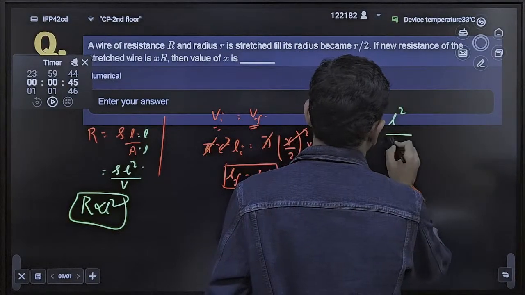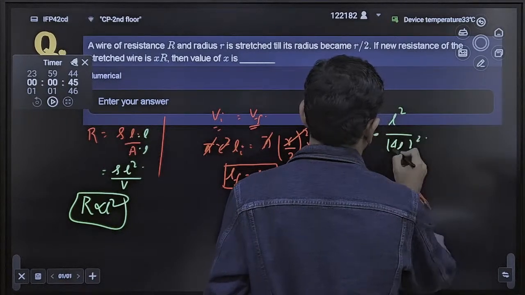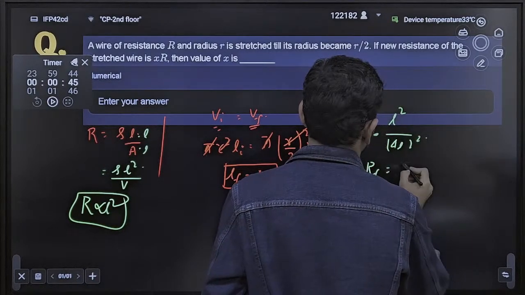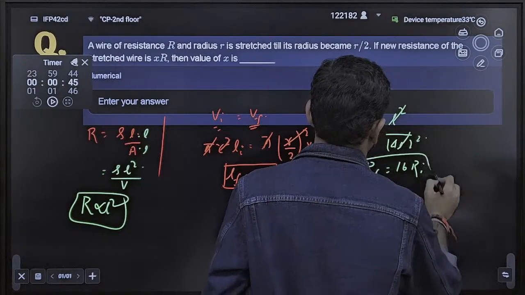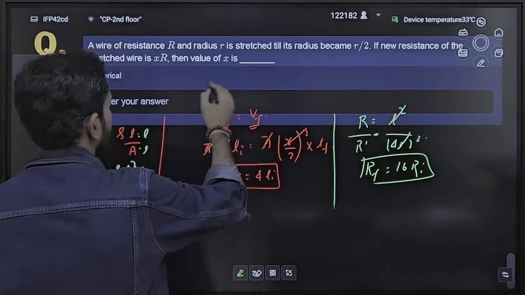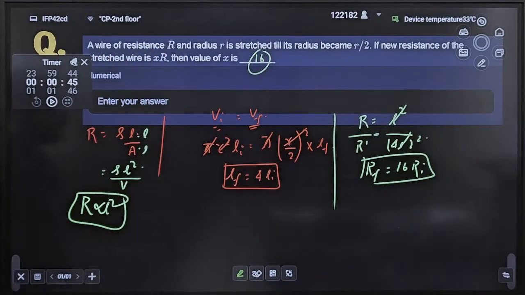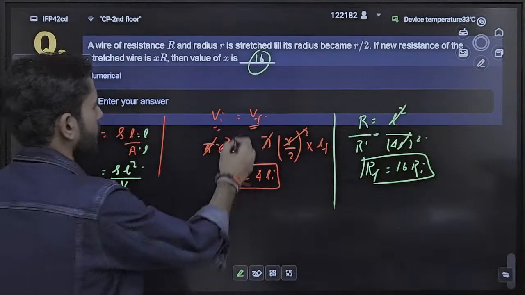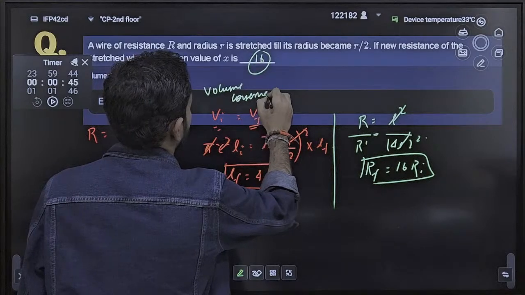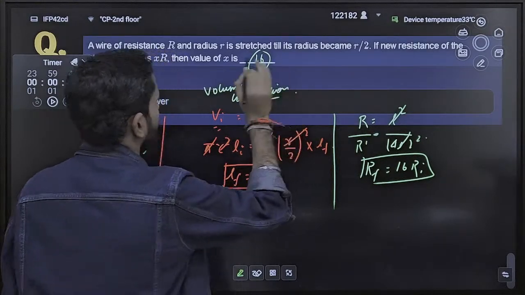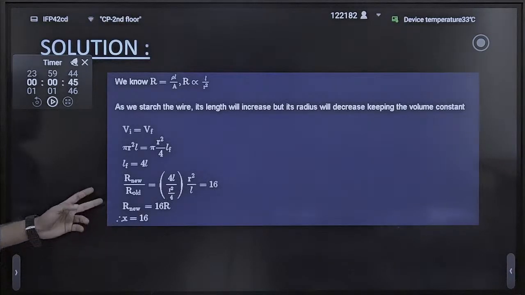So R dash is proportional to 4 L square. That means R final can be simply written as, L square will get cancelled, and 16 R initial will be the answer. That means 16 R is the answer. That means X is equal to what? 16. Correct? This was the way that we can solve this question. I apply the concept of volume conservation, that volume is always same. You can take this screenshot also.